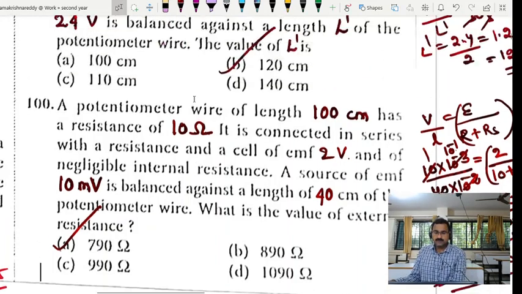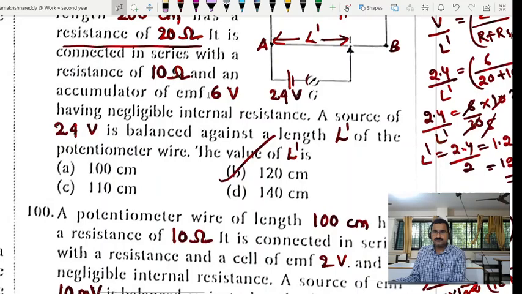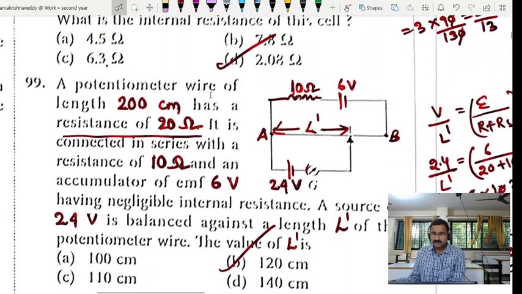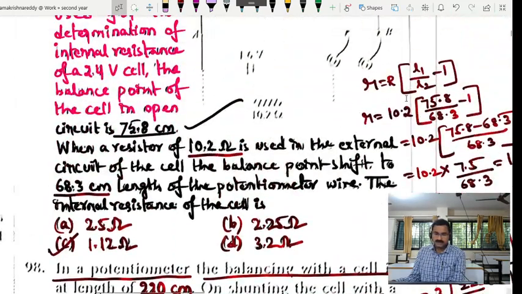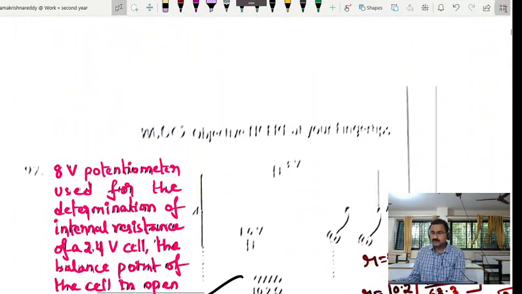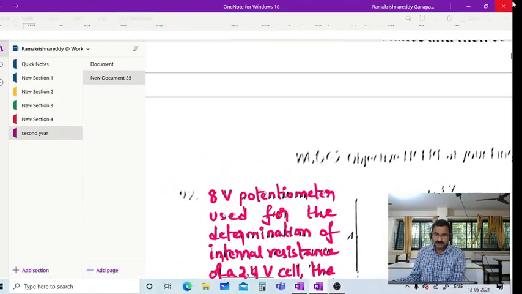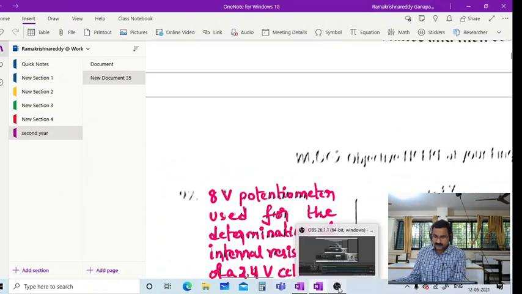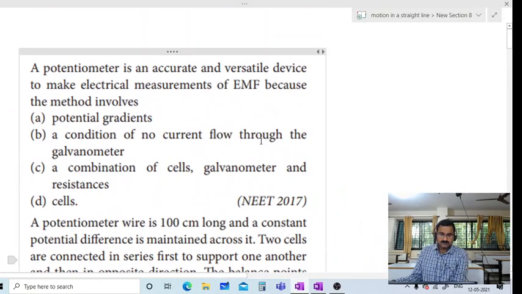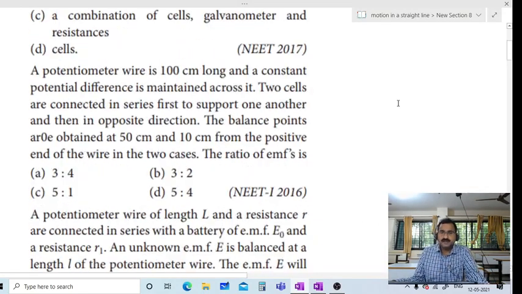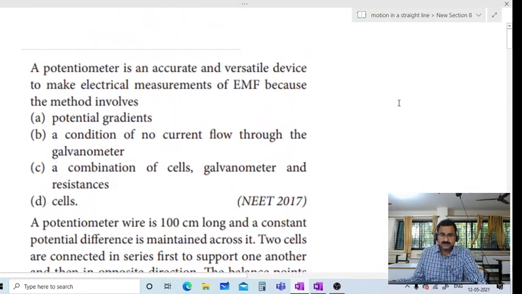This is the problem that was given in the material, so we completed it. What is required in the problem? So we completed that. Almost all the problems are explained. Anything remaining, in the next class we will solve those questions also. Right. So these are the previous NEET questions.